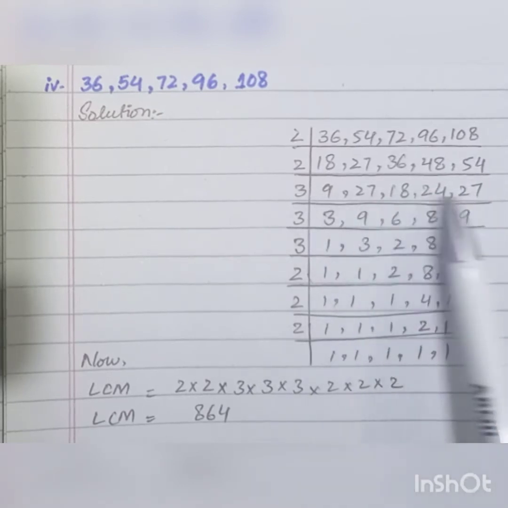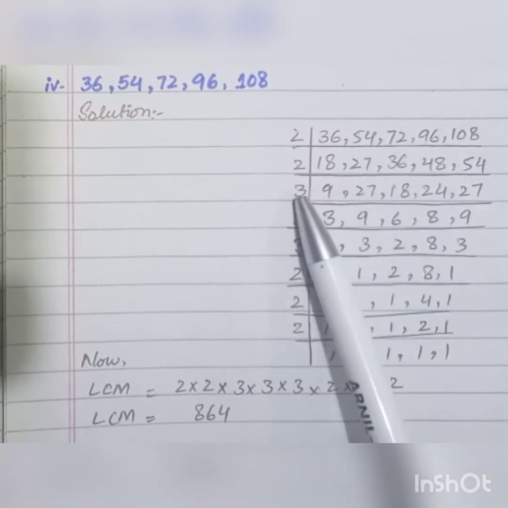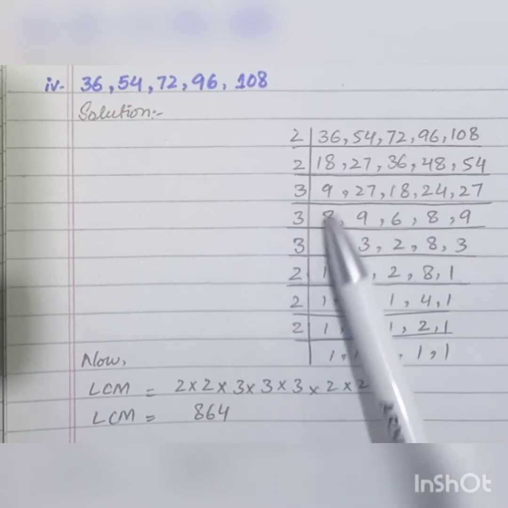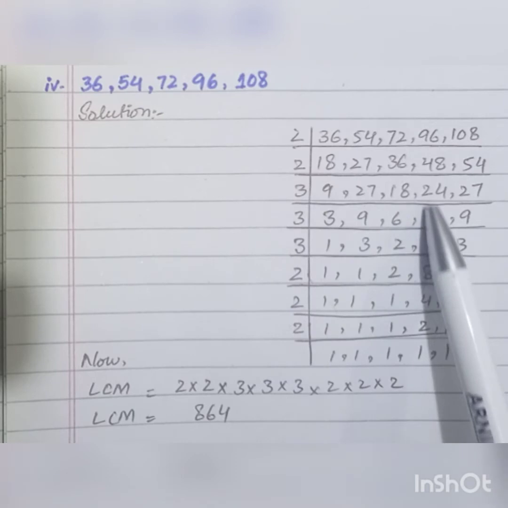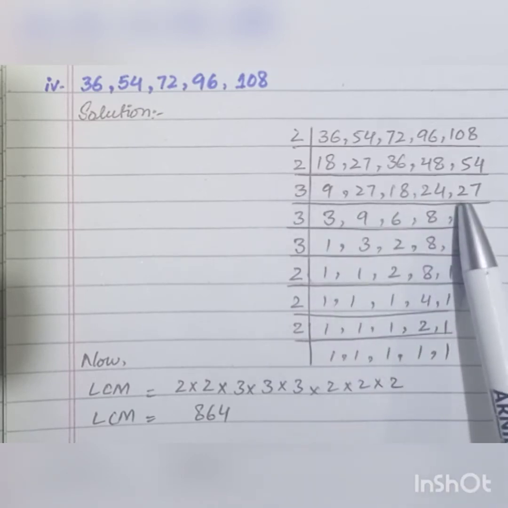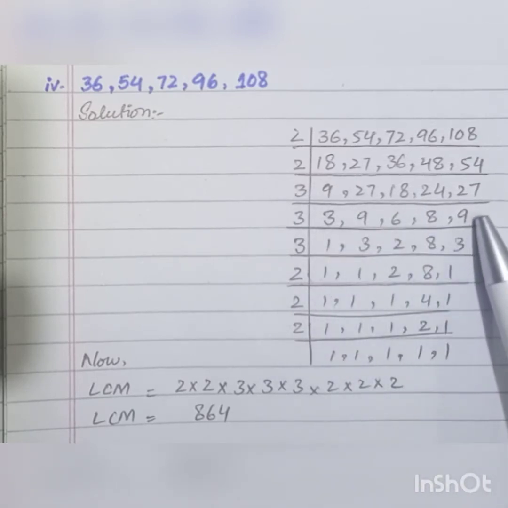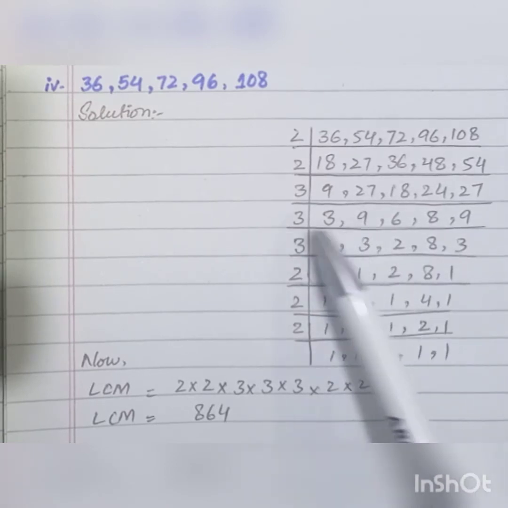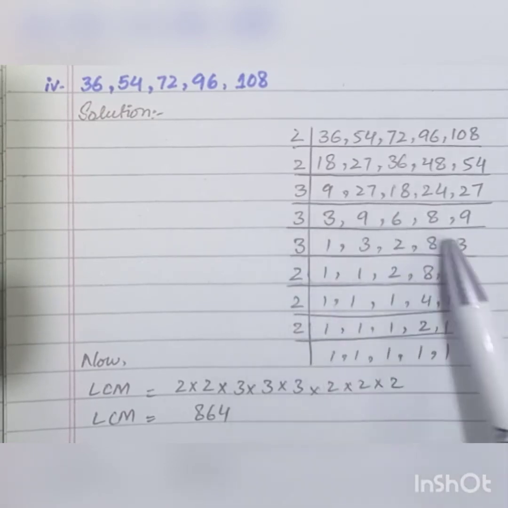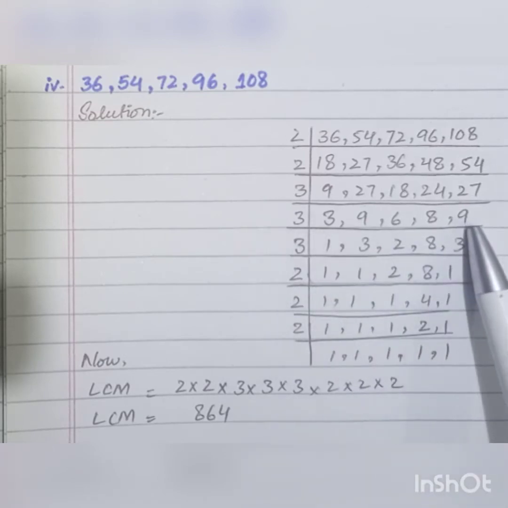Now students, these numbers can be divisible by 3. So we will select the divisor 3. 3 threes are 9. 3 nines are 27. 3 sixes are 18. 3 eights are 24. 3 nines are 27. Also the result can be divisible by 3. 3 ones are 3. 3 threes are 9. 3 twos are 6. 8 will be as it is and 3 threes are 9.